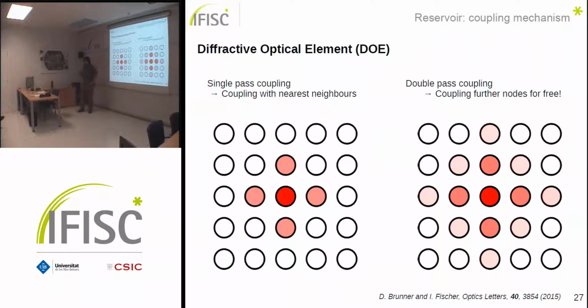And even more, what I just explained would be the case if the light from the reservoir would only go once through the DOE. Every node would send some of the light to the nearest neighbors. What we do is we make the light from the reservoir go twice through the DOE. So then the coupling would go not only to the nearest neighbors, but also to the ones one step further. So just doing this increases the connectivity from 4 nodes to 12 other nodes, further from the nearest neighbors.